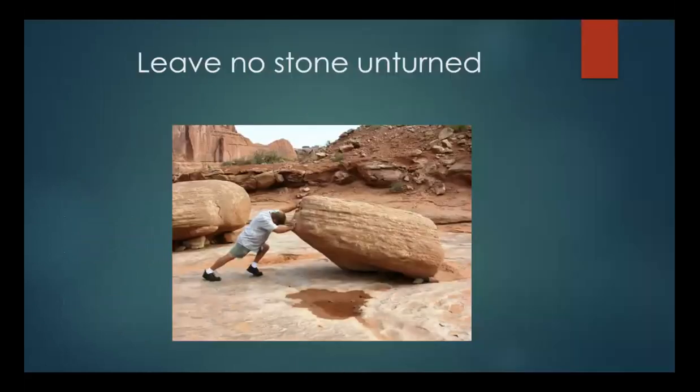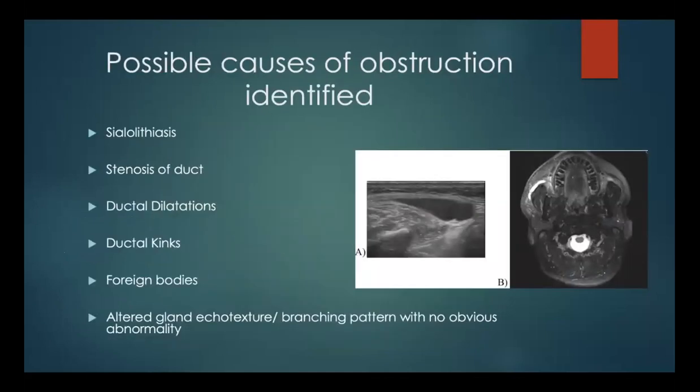So at the end of the day, we basically, forgive the pun, we try to leave no stone unturned in trying to find a pathology, but there are still issues with what to do if you don't find anything. So, possible causes of obstruction after the entire array of tests, these are the possibilities that you can come across. So, let's remove sialolithiasis from right here. So, we have a stenosis, ductal dilatation, kinks, foreign bodies, and sometimes just a non-specific finding of an altered gland ecotexture.